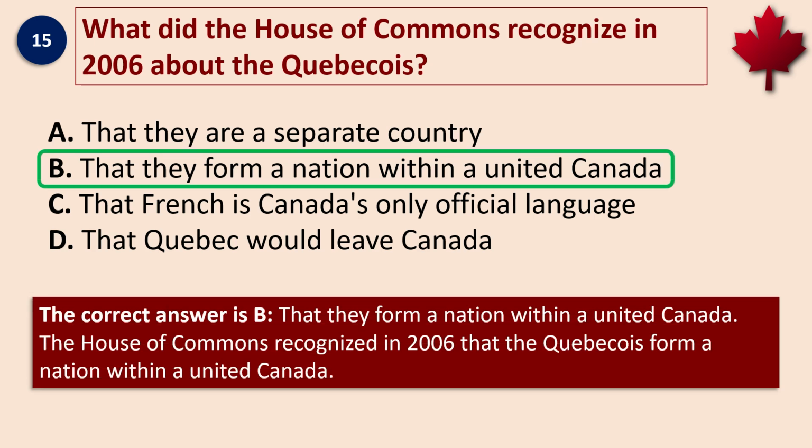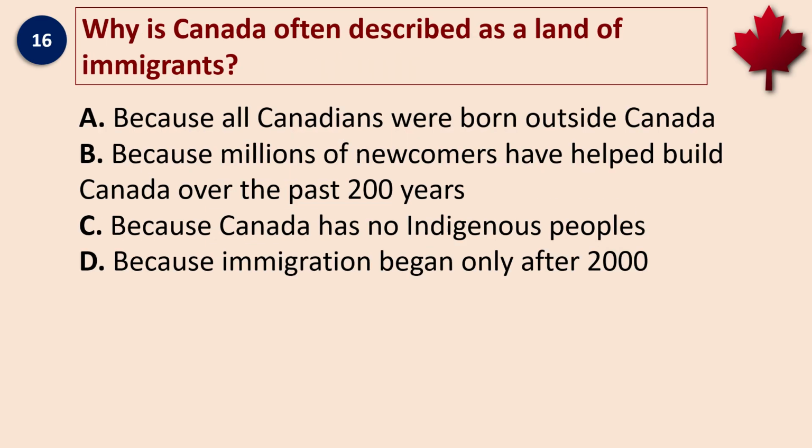The correct answer is B. That they form a nation within a united Canada. The House of Commons recognized in 2006 that the Quebecois form a nation within a united Canada. Why is Canada often described as a land of immigrants?